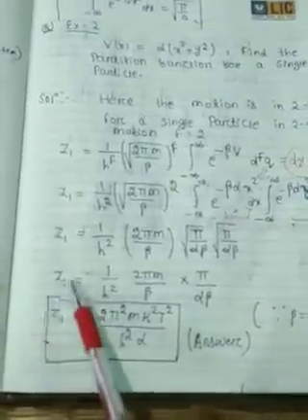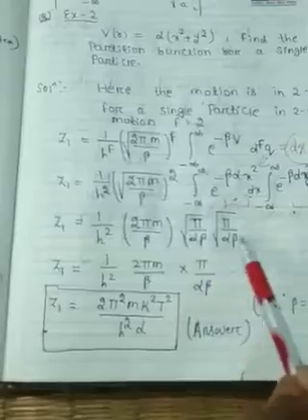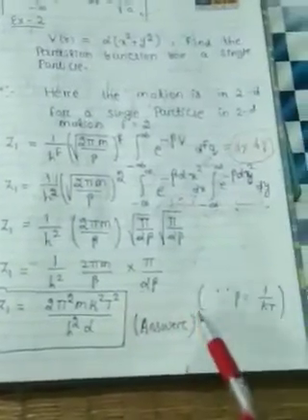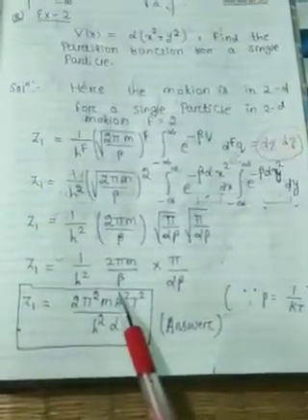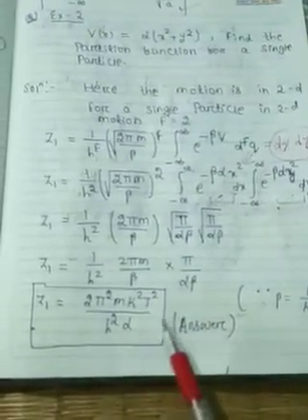Now your result will be 1/h² (2πm/β) times π/β, where β = 1/kT, we know. So Z1 = 2π²m²k²T²/(h²α).